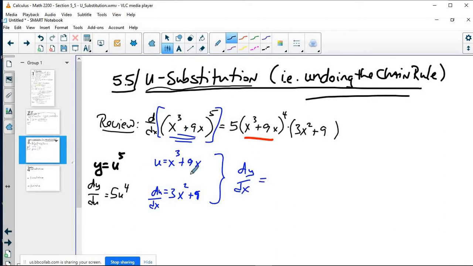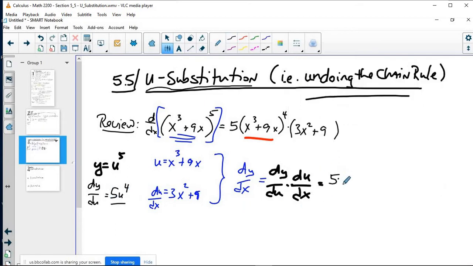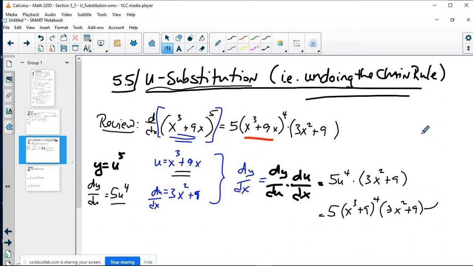How would you get that? You would just multiply dy du times du dx. That would give us 5u to the fourth times the group 3x squared, you've got to group it, plus 9. And then we replace the u with what it stood for, x cubed plus 9x, and then to the fourth. You guys still do this sometimes as your chain rule. That's the very basic broken down way of doing the chain rule, and there's nothing wrong with that. It's a great way to think about it.